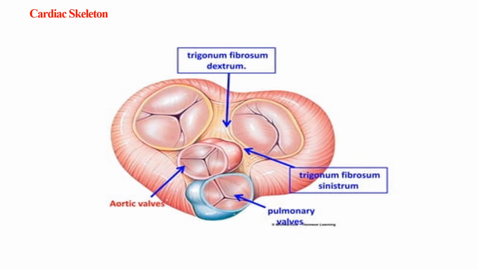Cardiac skeleton. In this diagram, you can see some of its parts named, like the trigonum fibrosum dextrum. Next one is the trigonum fibrosum sinistrum. Next are the pulmonary valve and the aortic valve. These are collectively known as the cardiac skeleton. We will discuss the cardiac skeleton in depth.